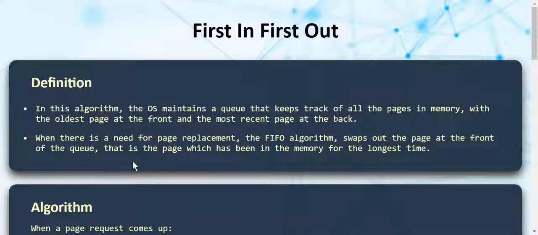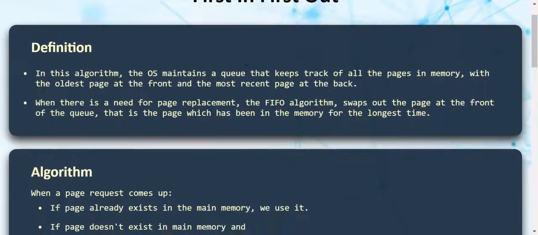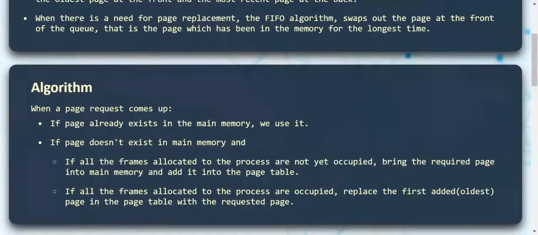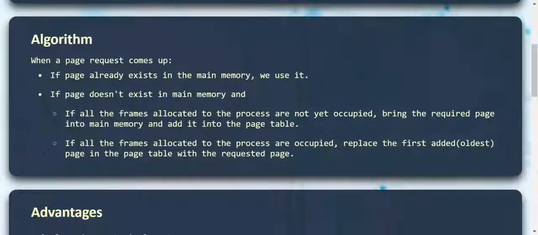In this algorithm, the operating system maintains a queue that keeps track of all the pages in the memory, with the oldest page at the front and the most recent page at the back. When there is need for page replacement, the FIFO algorithm swaps out the page at the front of the queue, that is the page which has been in the memory for the longest time. We have also written the algorithm for FIFO.